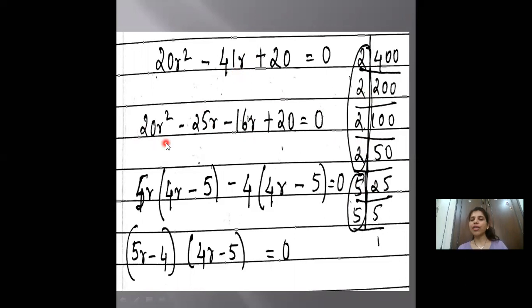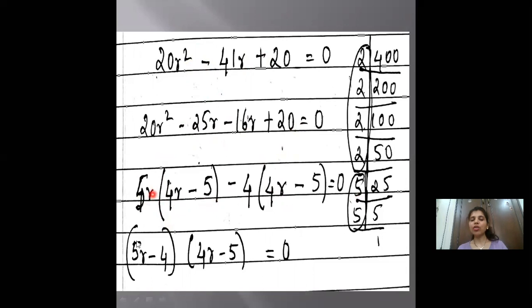So 20r square, keep it like that, 20 keep it like that. Minus 41r, when you split, minus 25r minus 16r. Now from these two terms, when you take 5r common, you'll get a bracket. And one more thing you have to remember, that whenever you are adding, the middle term sign should be given to both the numbers. Okay. So 5r you are taking common, in the bracket you are left with 4r minus 5. Minus 4 you take common from these two terms, you are left with 4r minus 5 is equal to 0.